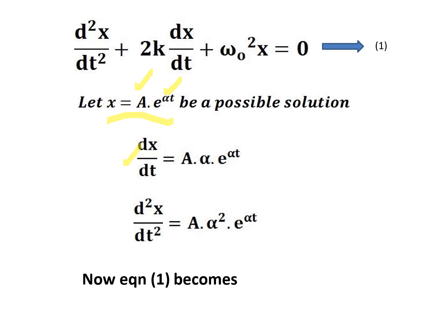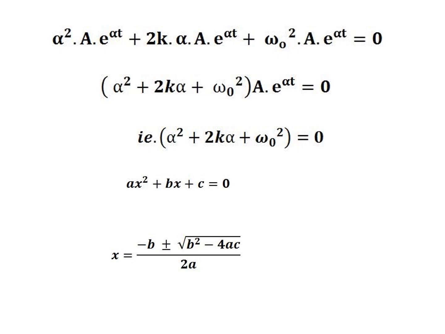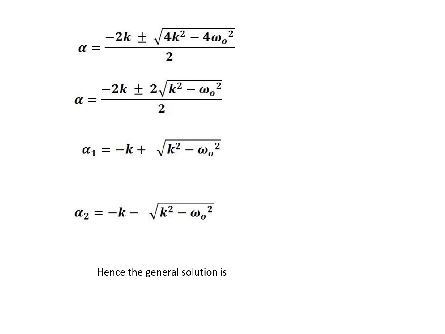Then you find dx by dt and d squared x by dt square. Substitute the values of d squared x by dt square, dx by dt and x in the differential equation. On substituting the values and simplifying, you will get the value of alpha. Values of alpha are minus k plus root of k squared minus omega 0 square, and the second value is minus k minus root of k square minus omega 0 square. So you will get two values of alpha, alpha 1 and alpha 2.